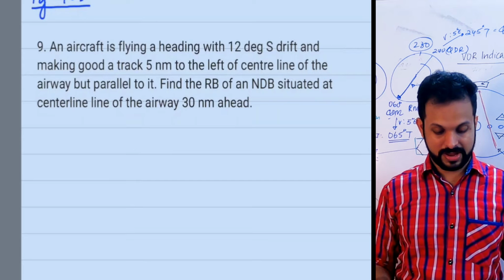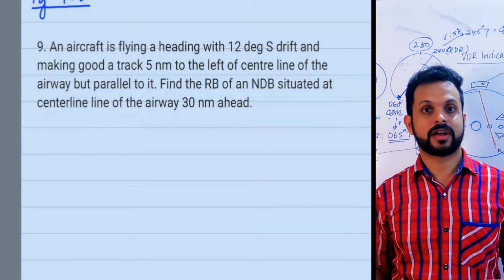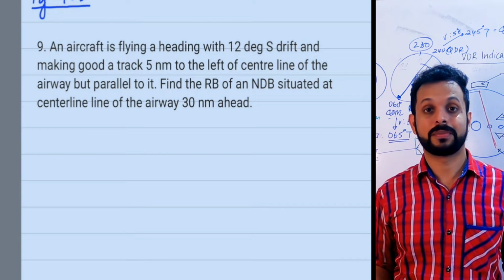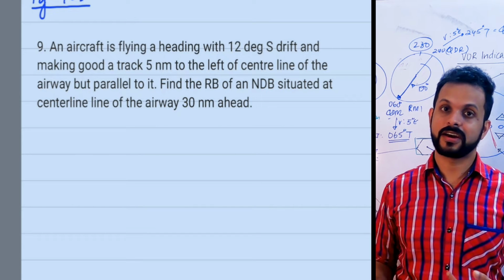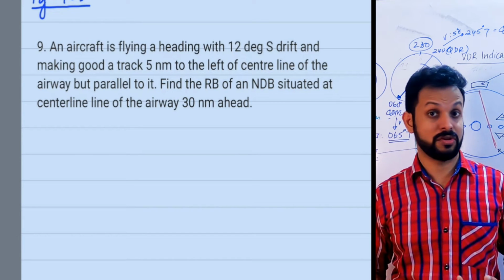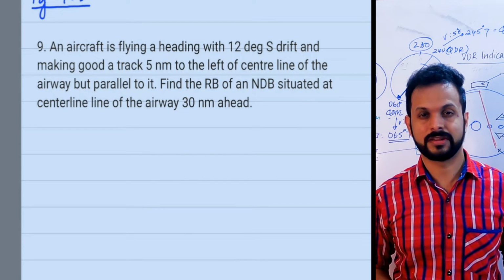You are actually tracking either from or to an NDB, doesn't really matter. You track out or you come inbound on your planned track. That's what you intend to do. But because of winds, because of inaccuracies in flying and navigation aids and stuff, you might actually drift off. That's what's called track error, drift, and all those parameters which you have studied in dead reckoning.